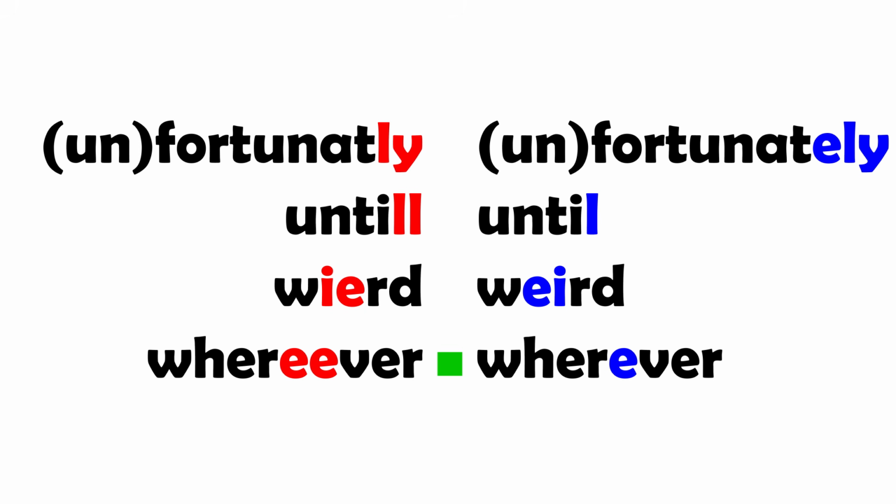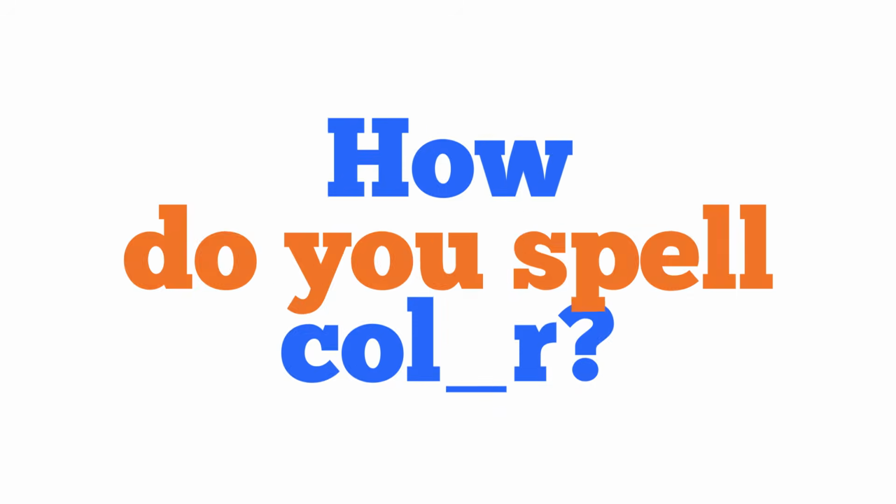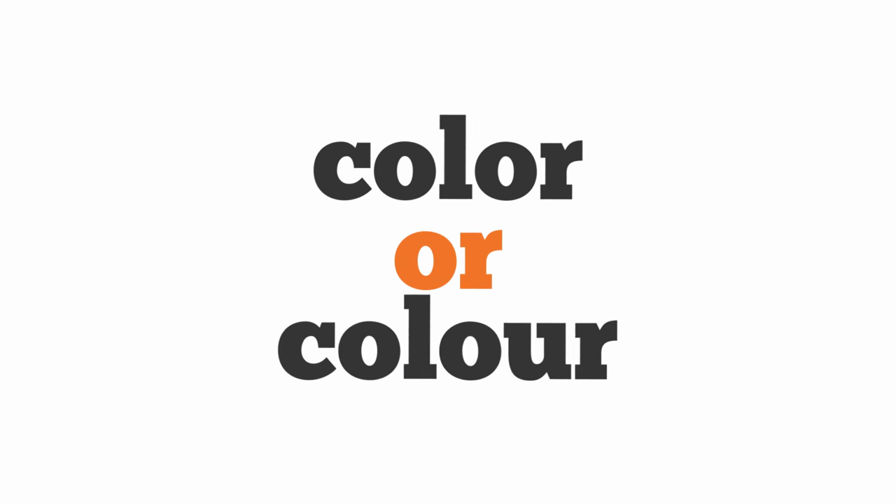You just learned the correct spelling of 66 English words. Now, here's a test for you. What's the correct spelling of color? C-O-L-O-R or C-O-L-O-U-R?